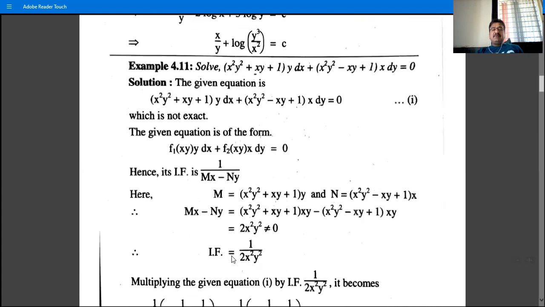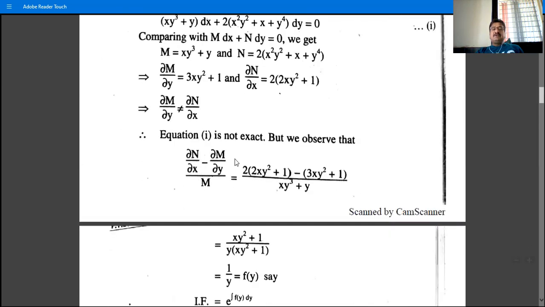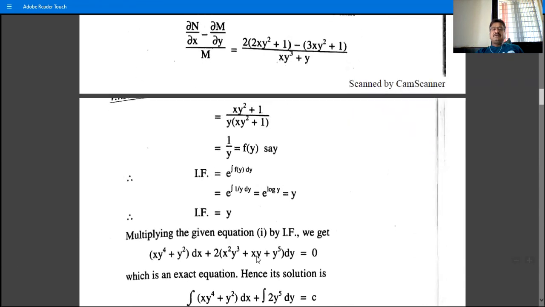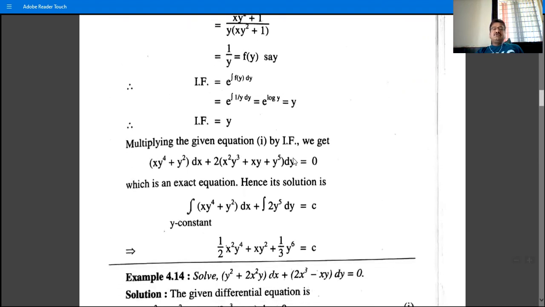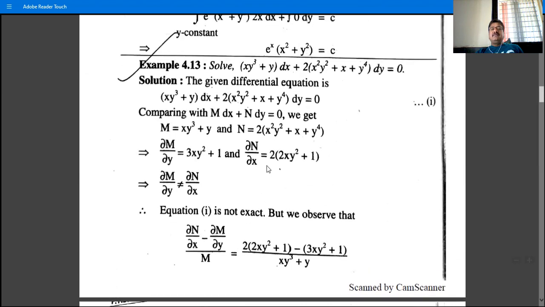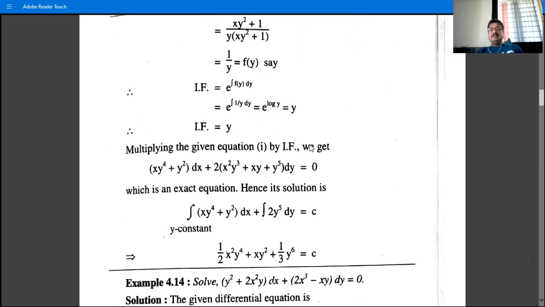So this is the example on rule number 4, that is (del N by del x minus del M by del y) divided by M is a function of y alone, and therefore the integrating factor is e raised to the integration of f(y) dy, that is e raised to the integration of 1 by y dy, and that is e raised to log y, so the integrating factor is y. Multiplying equation 1 by the integrating factor y, we have (x y raised to 4 plus y square) dx plus (2 x square y cube plus xy plus y raised to 5) dy is equal to 0.